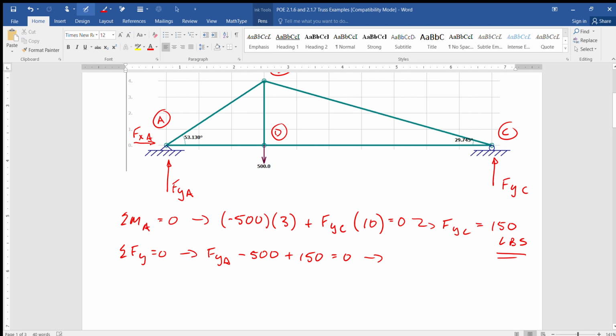Now, up is positive. Down is negative, so that's why this gets a negative, and these two get positives, because we've drawn them that way. Now, if we did the math and found out when we're done, oh, they were supposed to be negative, then we'd go up and change the arrow. But looks like we did it right, because Fya equals 350 pounds.